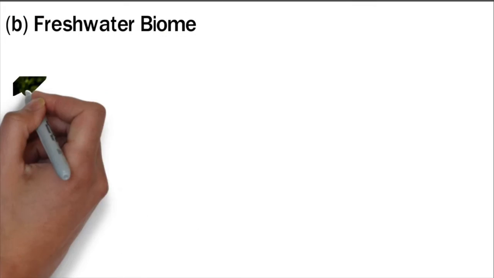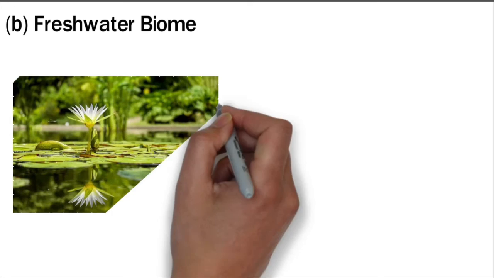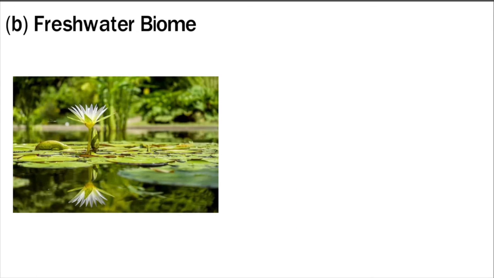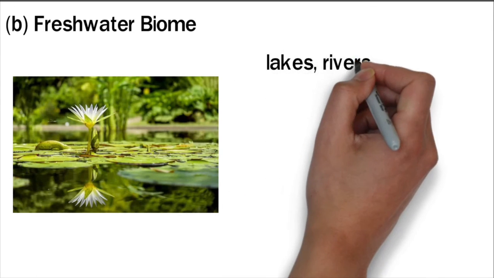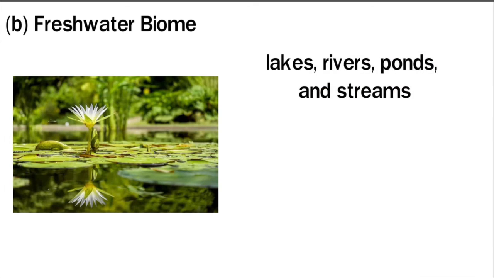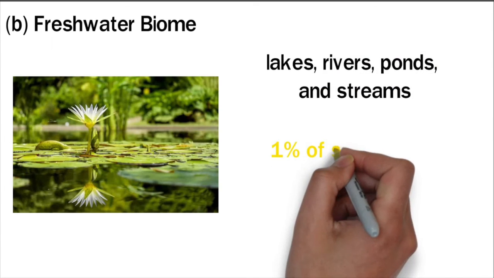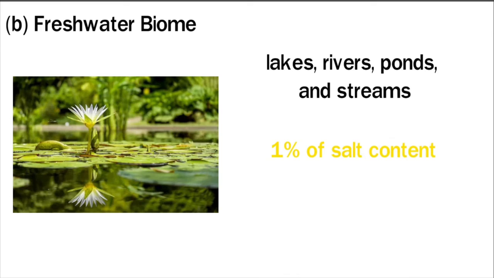B. Freshwater biome. Freshwater biomes consist of both small and large water bodies that are surrounded by land. This includes lakes, rivers, ponds, and streams. These biomes contain less than 1% of salt content.